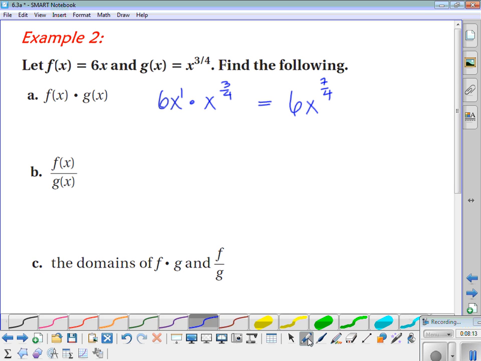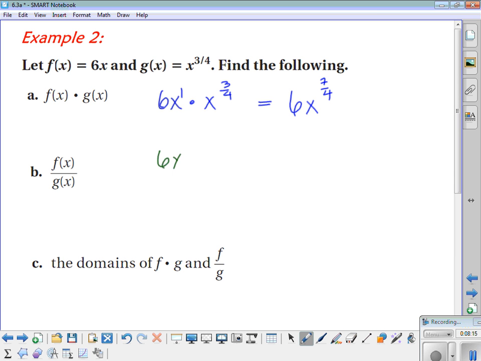Then for division, we're just going to have our 6x on top and x to the 3/4 on the bottom. So now I've got 6 times x to the 1 minus 3/4, right? So what's that going to equal? 6x to the 1/4. Yes, 6x to the 1/4.